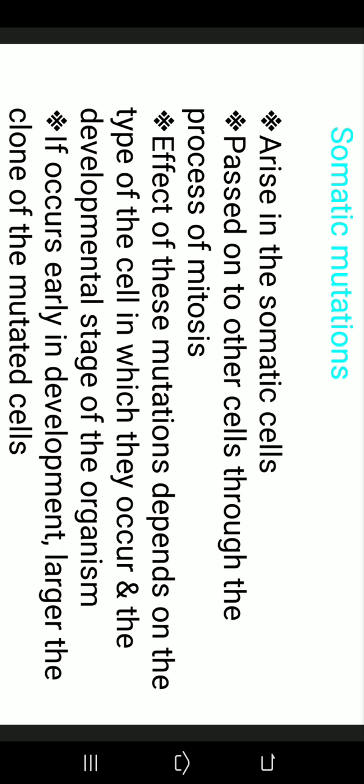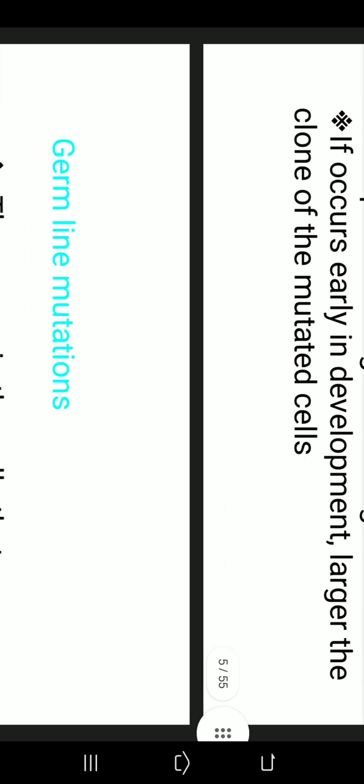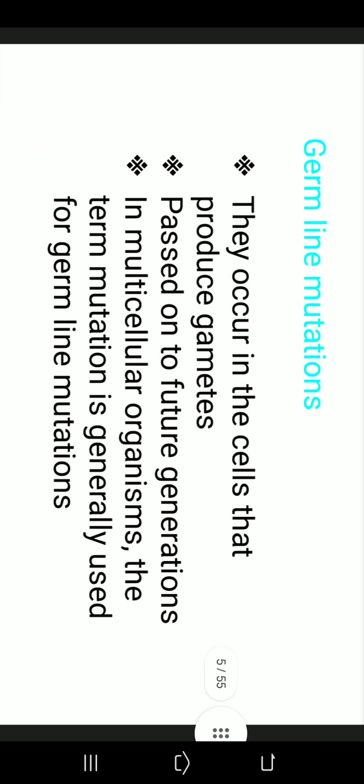The effect of these mutations depends on the type of the cell in which they occur and the developmental stage of the organism. If a mutation occurs early in development, the clone of the mutated cells is larger. Germline mutations occur in the cells that produce gametes. They are passed on to future generations. In multicellular organisms, the term mutation is generally used for germline mutations.